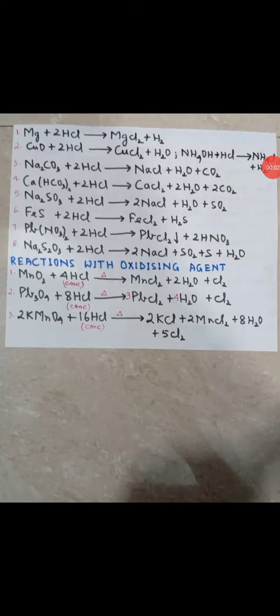Now students, before going to the chemical properties, I forgot to tell you the definition of constant boiling mixture. Please write it down. A solution which boils without any change in its composition. A solution which boils without any change in its composition is called a constant boiling mixture.